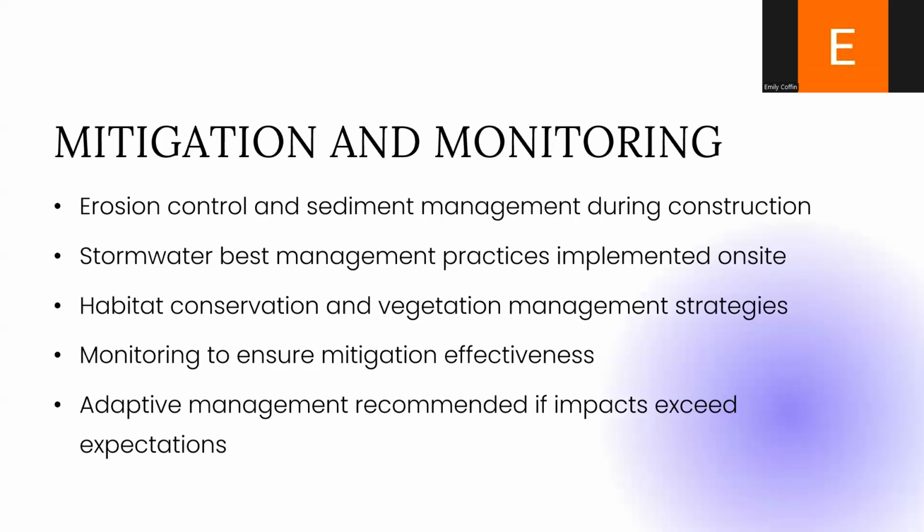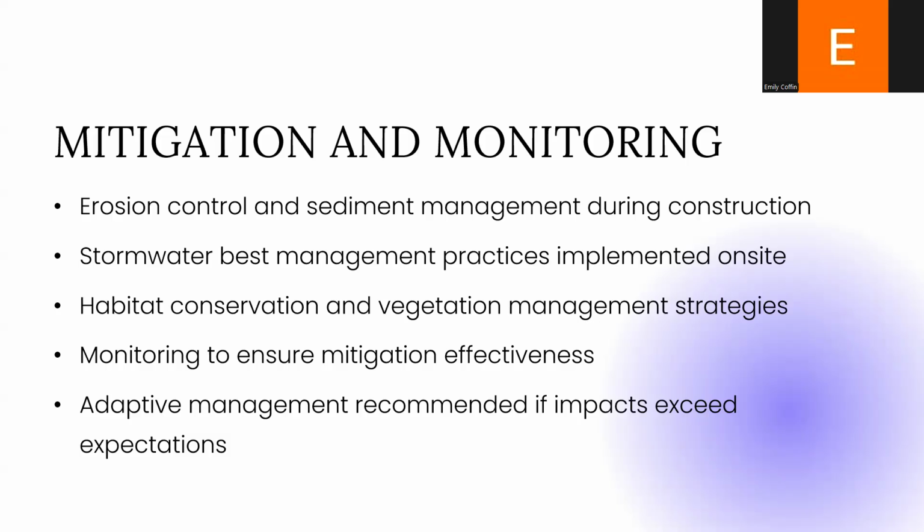And then the EIS proposes several mitigation measures intended to reduce environmental impacts associated with the project. During construction, erosion control and sediment management practices are implemented to minimize soil loss and protect water quality. Stormwater management practices such as erosion control BMPs and sediment basins are used to reduce the potential for sediment transport during rainfall events.